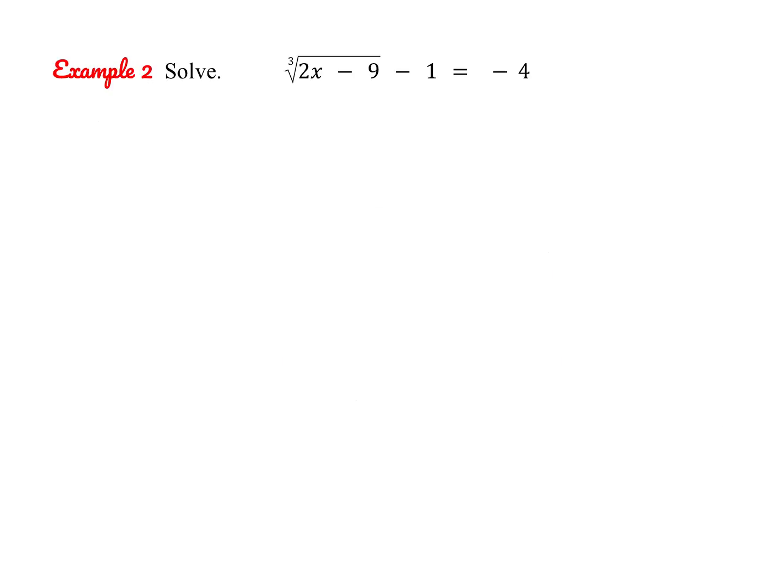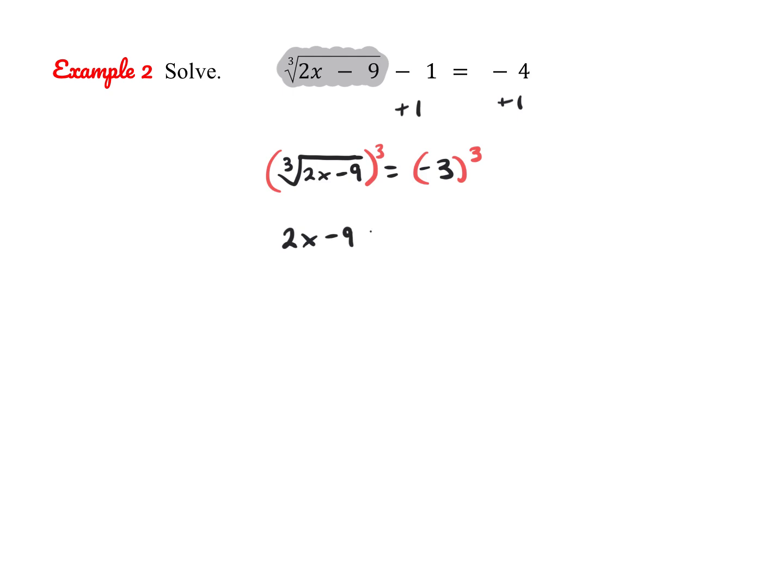All right, let's try another one together. Here you can see we have a cube root equation. So again, our first step is to isolate our radical. I can do that by adding 1 to both sides. So we have the cube root of 2x minus 9 equals negative 3. And then to undo a cube root, we're going to cube both sides. This power should match the exponent, or the index. That leaves us with 2x minus 9 equals negative 27. Remember, if you're cubing a negative, the result should be a negative.